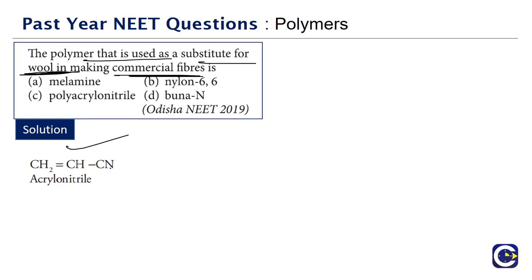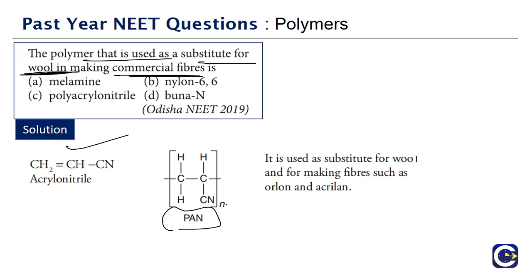Acrylonitrile, the homopolymer of this is polyacrylonitrile, which is also called PAN in short. So polyacrylonitrile is the one that is used as a substitute for wool in making some of the important commercial fibers like Orlon and Acrylan. So these 2 names we can remember. Whenever we talk about making Orlon and Acrylan, what is the polymer that is used in making them? It is PAN or polyacrylonitrile. The answer for this is option C.